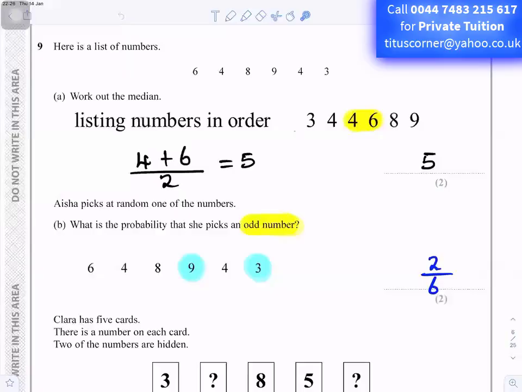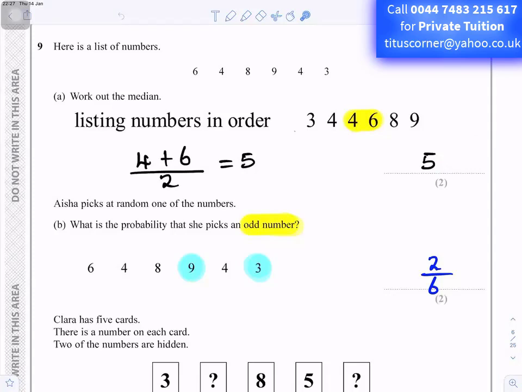Question number 9. Here is a list of numbers: 6, 4, 8, 9, 4, 3. Work out the median. To work out the median, you list the numbers in order from smallest to biggest. So it's 3, 4, 4, 6, 8, 9. And we notice that there's no number in the middle. So the two numbers in the middle are 4 and 6. To find the median, you add them, 4 plus 6, and divide by 2. That gives you 5. So the median is 5.